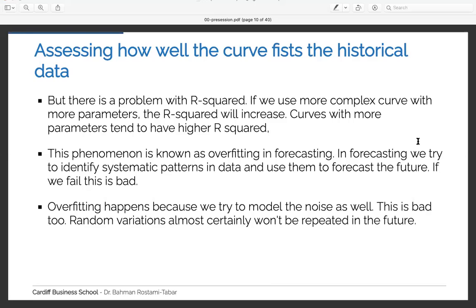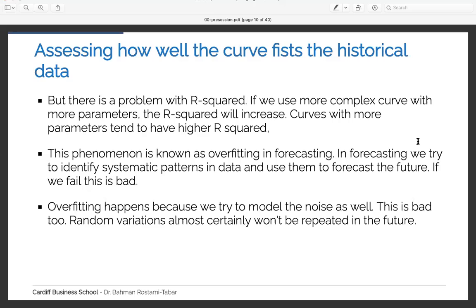And this could sometimes be misleading. So if you just rely on R squared, it could be misleading. So what we have to do, just before that, this is something that we know in forecasting, and we call it overfitting, right?